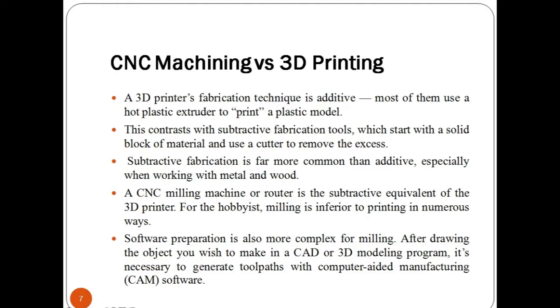A CNC milling machine or router is the subtractive equivalent of the 3D printer. For the hobbyist, milling is inferior to printing in numerous ways.